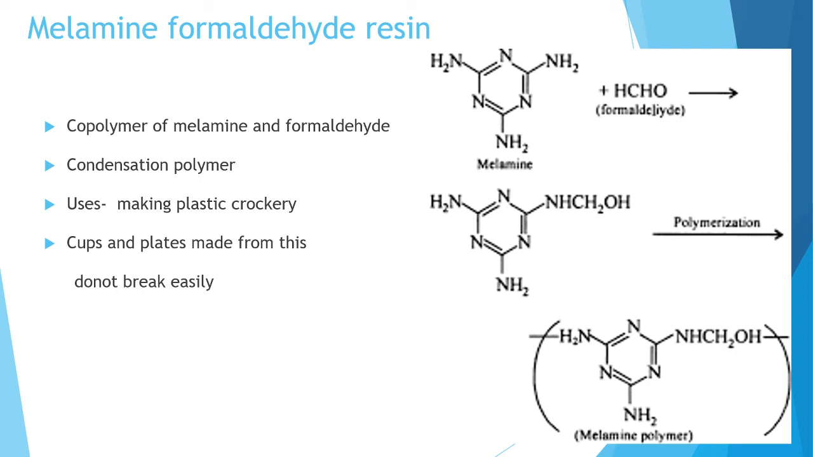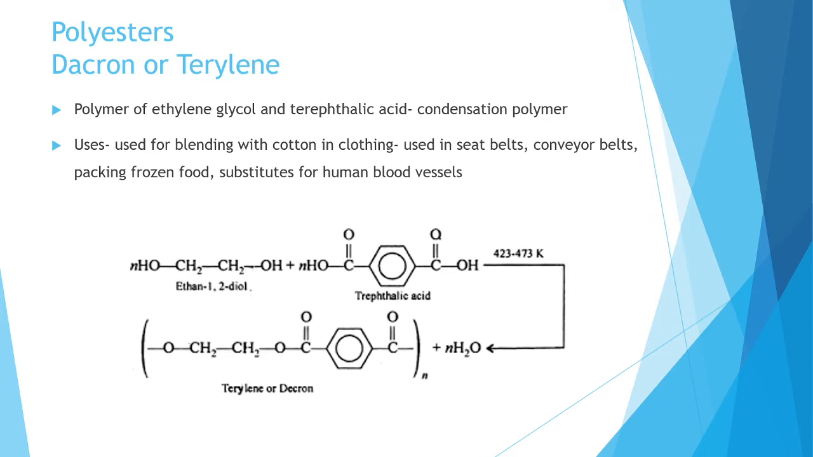These are the two types of formaldehyde resins. First one is phenol formaldehyde resin, and second one is melamine formaldehyde resin. And the next category of commercially important polymers are polyesters. And the polyester we are studying is Dacron, or other name is Terylene. Dacron or Terylene, it's an example for a polyester.